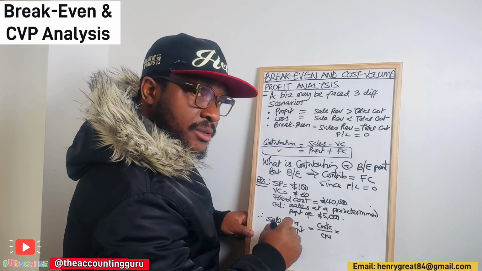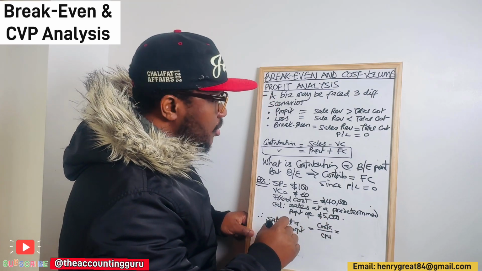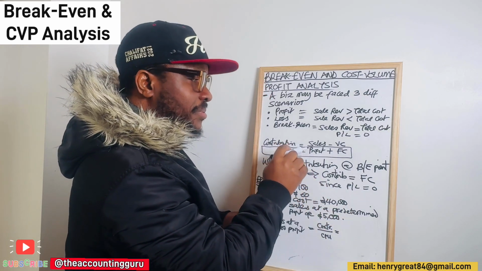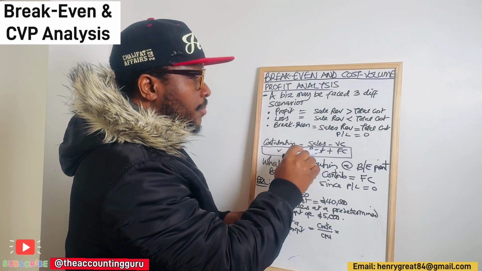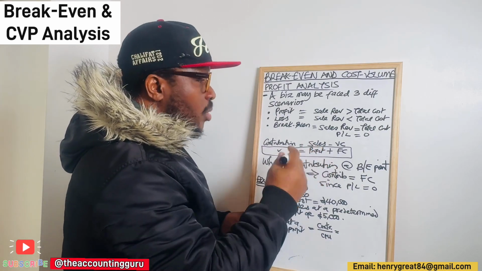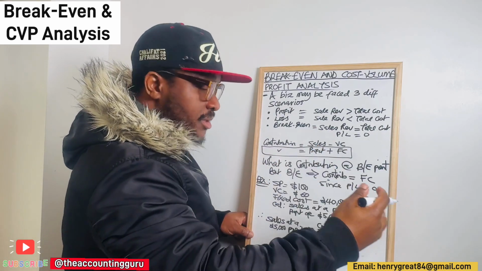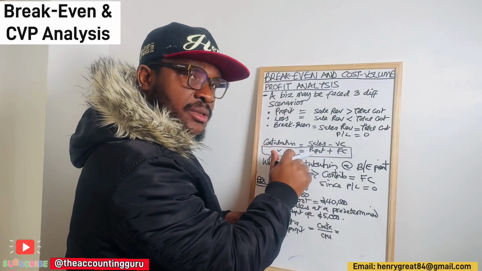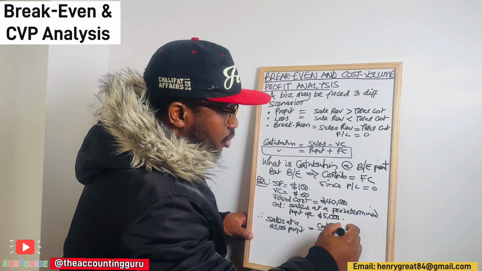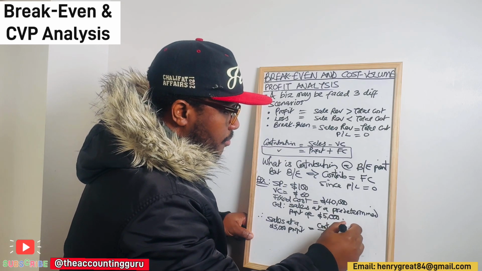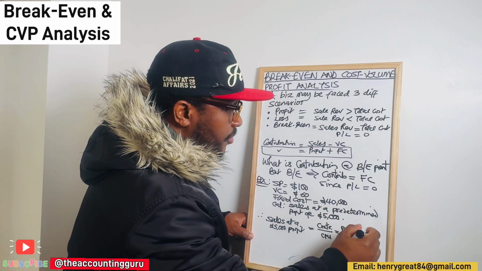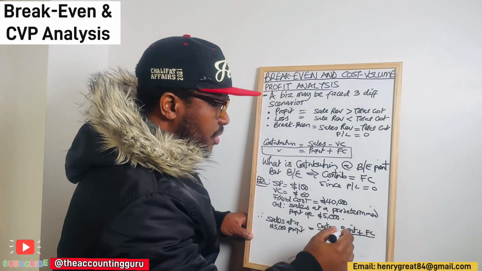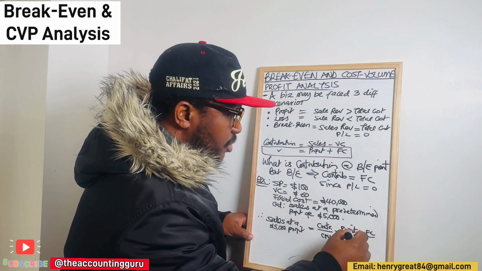All right, which is further equal to, what is contribution? At profit, contribution is equal to that predetermined profit plus fixed cost. Where a profit is predetermined, contribution is equal to profit plus fixed cost. So we have the profit here plus fixed cost.